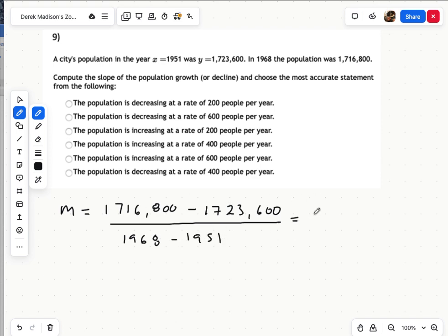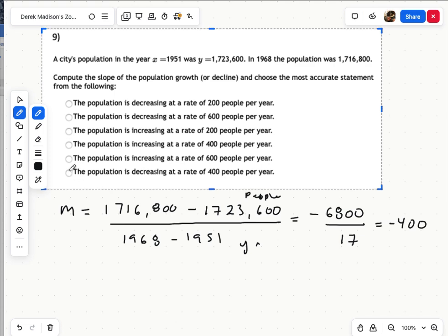And throwing that in a calculator, we get negative 6,800 over 17. And that would reduce down to negative 400. So negative 400, if we try to interpret that, that means the population would be decreasing by 400. This was people up here, and this is years. So negative 400 would mean the population is decreasing by 400 people per year, and looks like that is right there, that one.